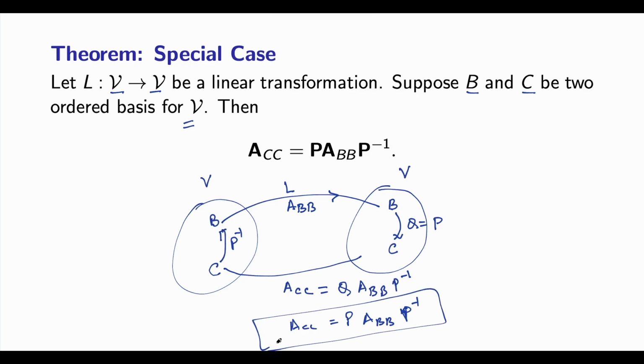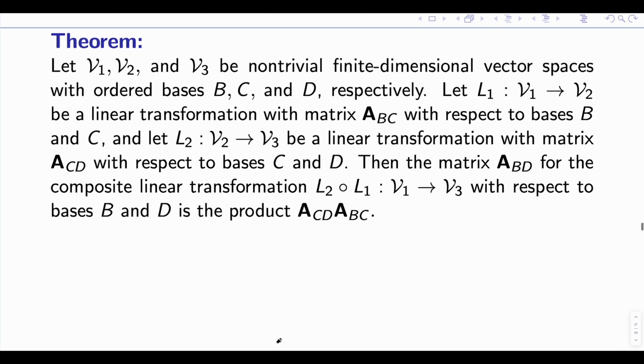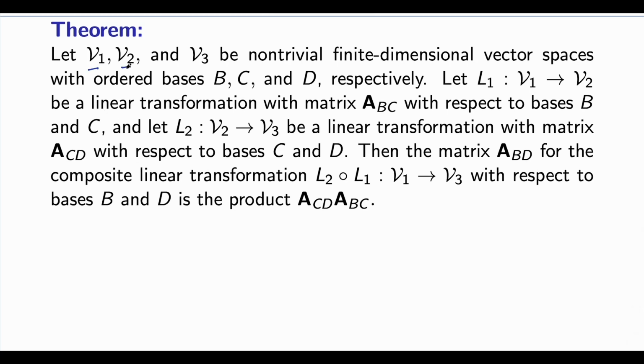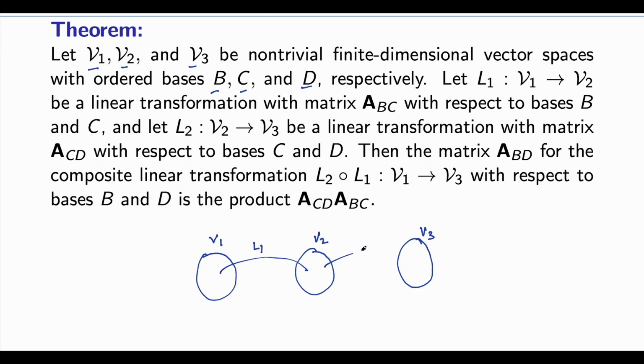So this is very useful when we are supposed to find similar matrices. Okay. So now another important result: V1, V2, and V3 are three non-trivial finite dimensional vector spaces with ordered bases B, C, and D respectively. So if you have a vector space V1, a vector space V2, and a vector space V3. L1 is a linear transformation from V1 to V2. L2 is a linear transformation from V2 to V3. These have bases B, C, and D.